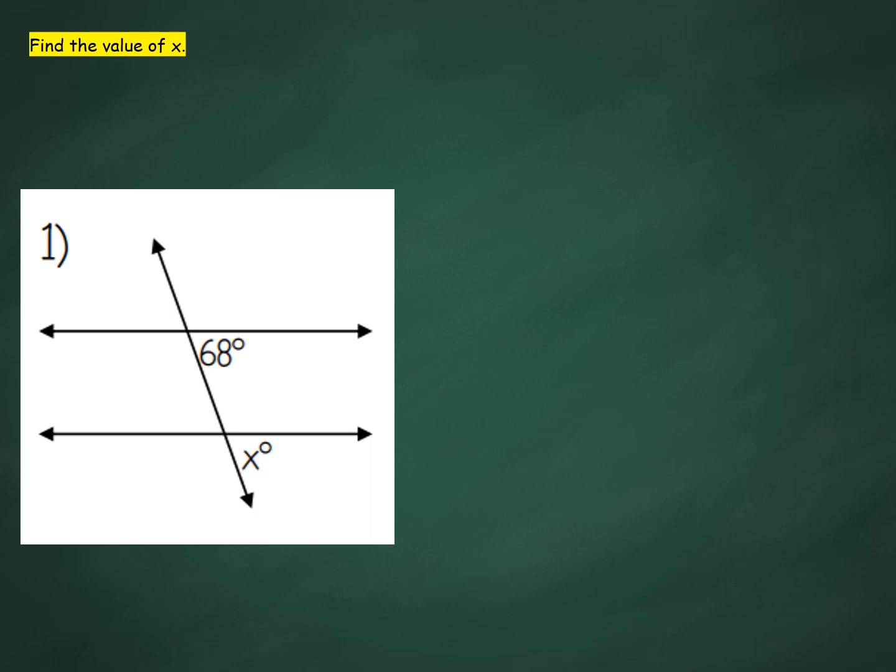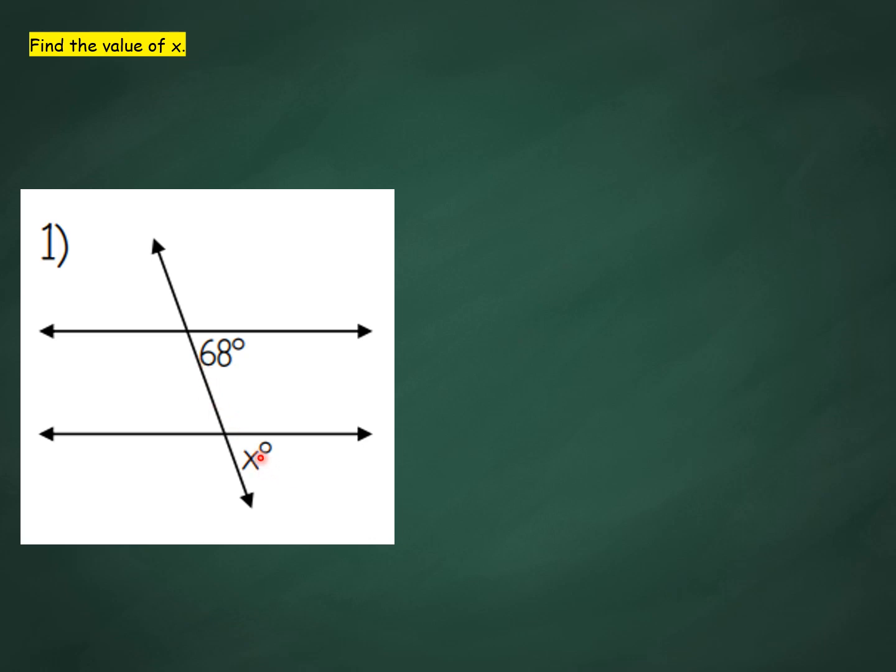So meron tayong parallel lines na cut by a transversal. So we have the following given, 68 degrees and x degrees. So we have to find the value of x. So para makuha natin yung value ng x, we have first to identify kung anong klaseng angle pair si 68 degrees at yung x degrees natin.